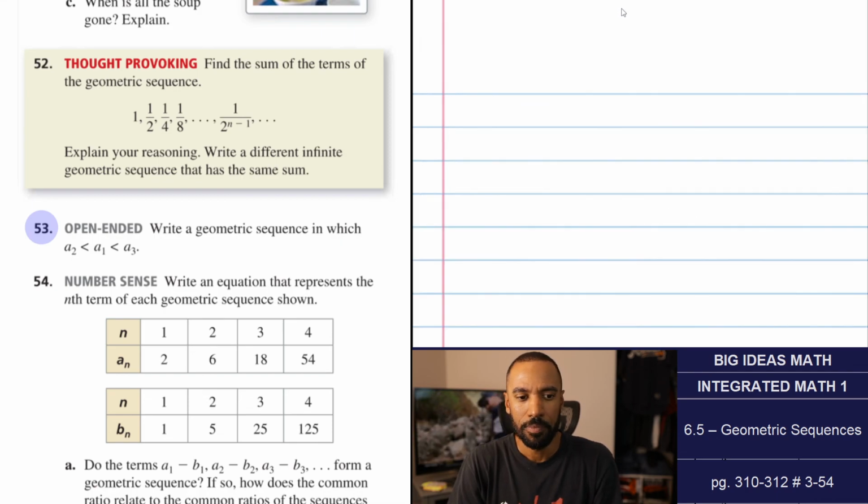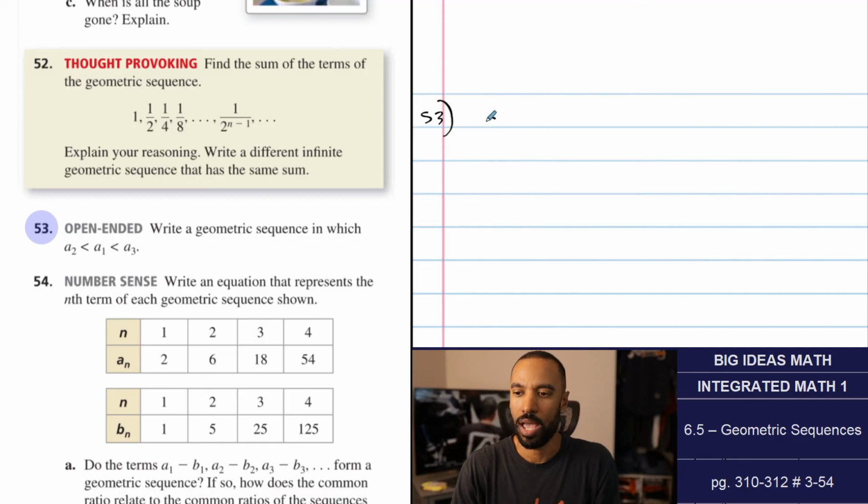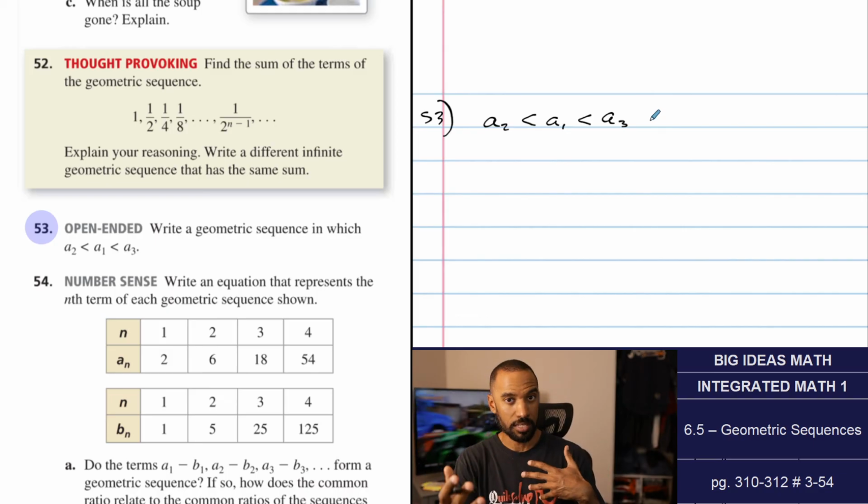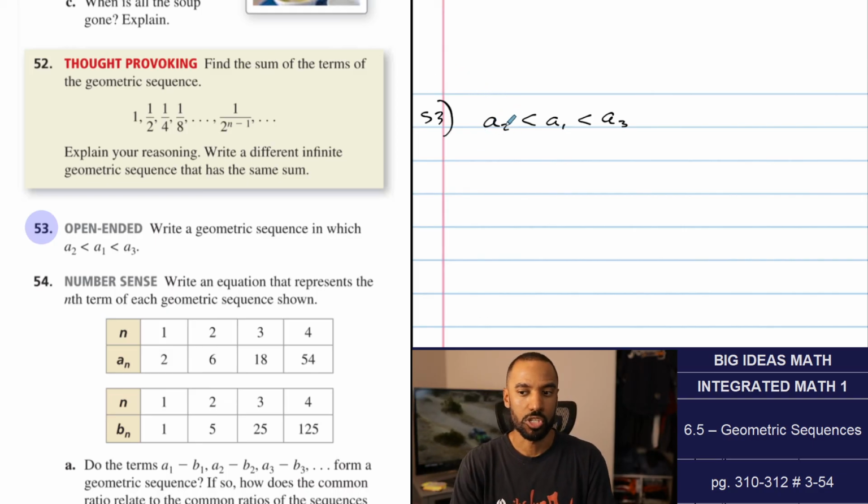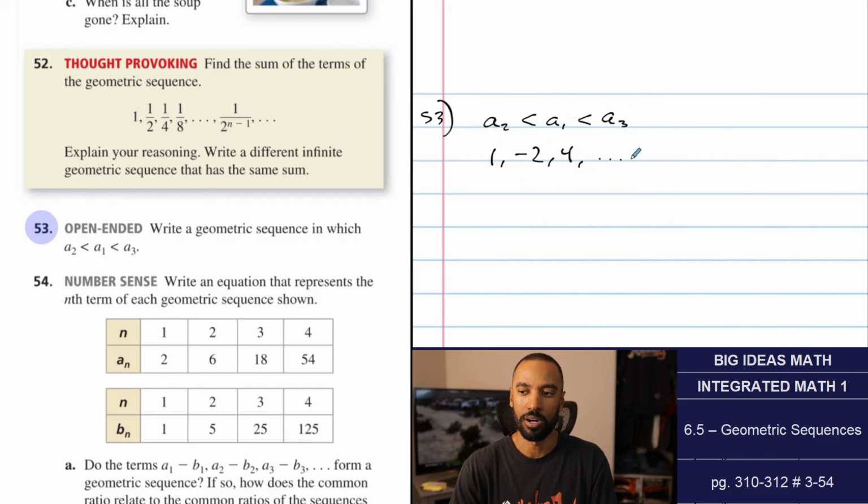Number 53, open-ended. Write a geometric sequence in which the second term is less than the first term, which is less than the third term. So a sub 2 being less than a sub 1 being less than a sub 3. I'm thinking about one where we're changing signs. That would work out. This is the smallest as it's negative, and this is smaller than the third. So something like 1 and then -2 and 4, like that.